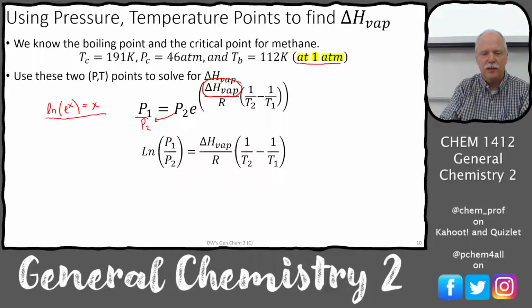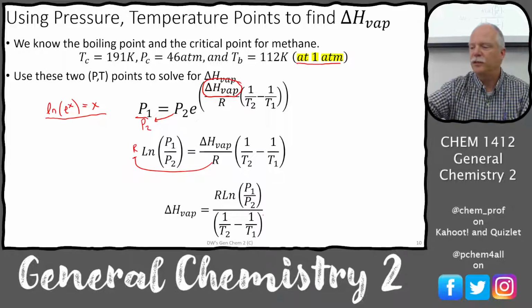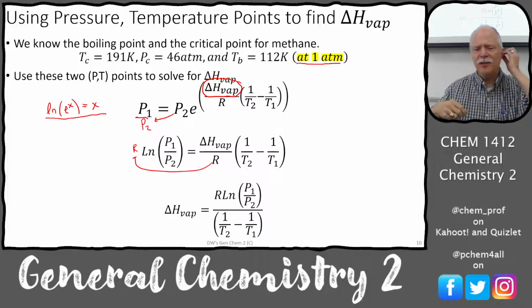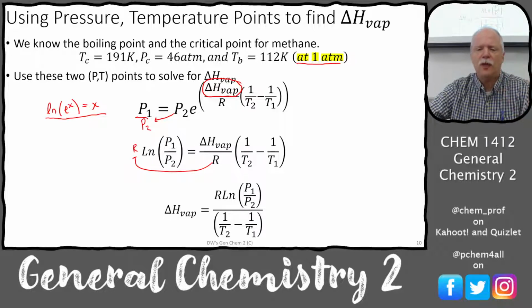And now I'm still trying to solve for this delta H of vaporization, so I'm going to move this R to the other side over here. And I'm going to bring these temperatures down into the denominator. And so that delta H of vaporization is equal to R ln P1 over P2 divided by that temperature difference. Not too bad. It just takes a little time. It's prone to a few mistakes, and so I go ahead and give you this bottom equation on the exam.